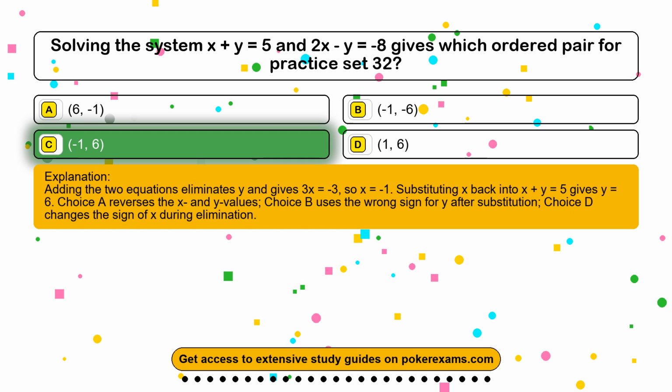Choice A reverses the x and y values, choice B uses the wrong sign for y after substitution, choice D changes the sign of x during elimination.